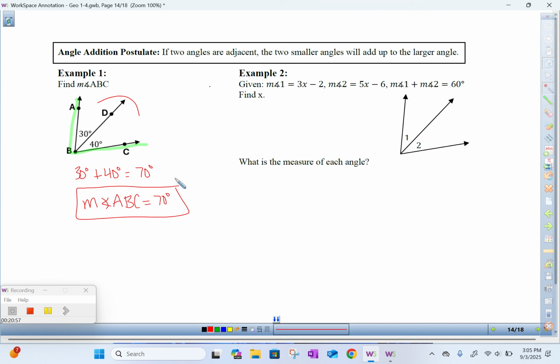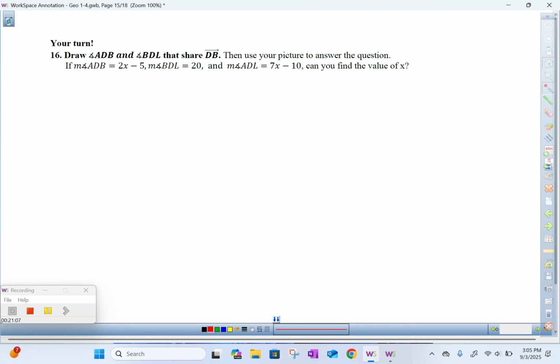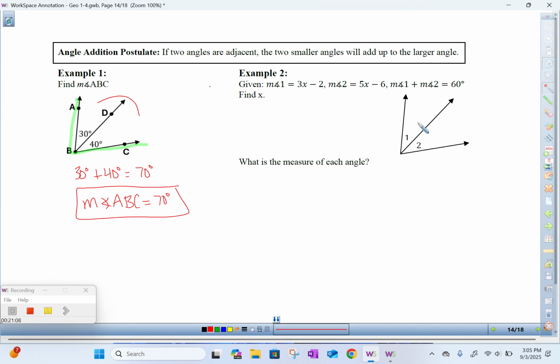Okay, so this next one, we're going to practice putting things in the picture. It gives us that the measure of angle 1 right here is 3x minus 2. So we're going to put that in there. And the measure of angle 2 is 5x minus 6. And when we add those two together, the bigger angle is 60. We're supposed to use that to find x.